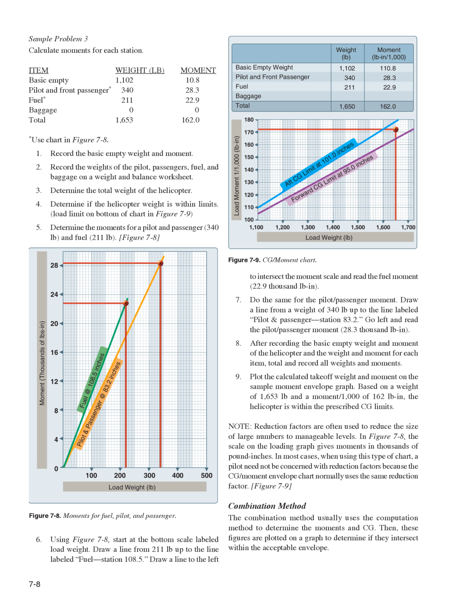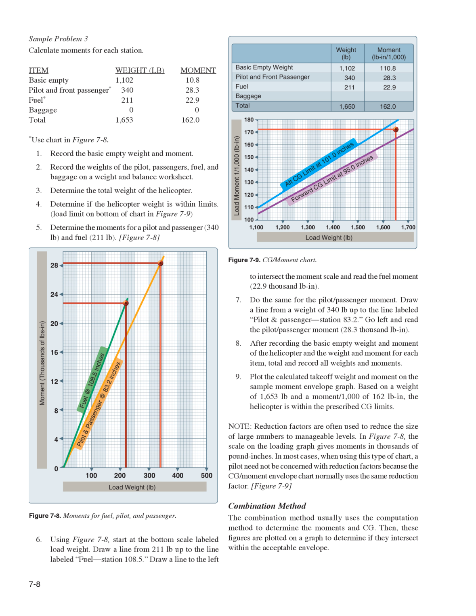7. Do the same for the pilot/passenger moment. Draw a line from a weight of 340 pounds up to the line labeled pilot and passenger, station 83.2. Go left and read the pilot/passenger moment, 28.3 thousand pound-inches.